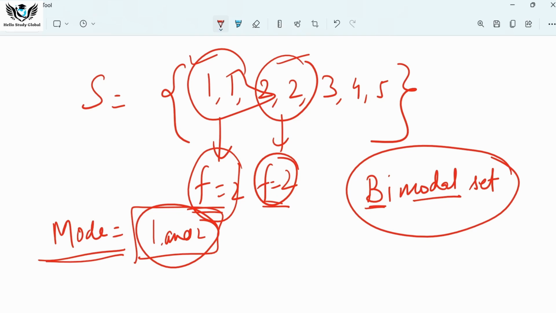Okay. So these were mean, median, mode. First we'll solve questions based on mean, median, mode, and then we'll move on to the next quantity, which is standard deviation.